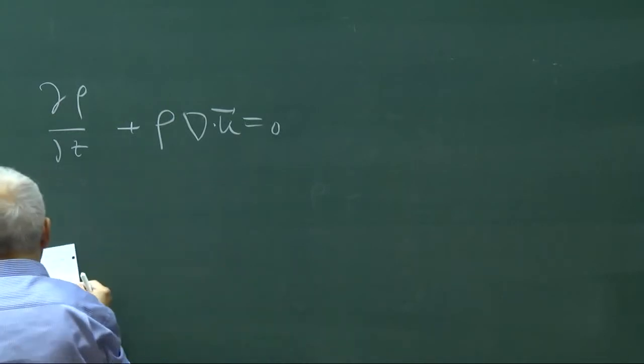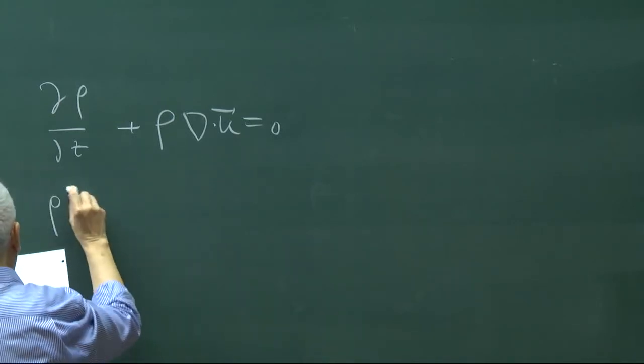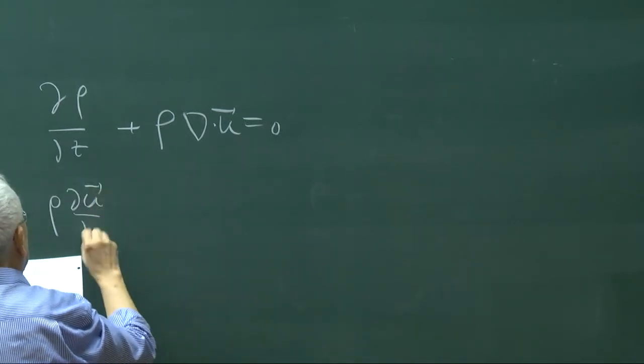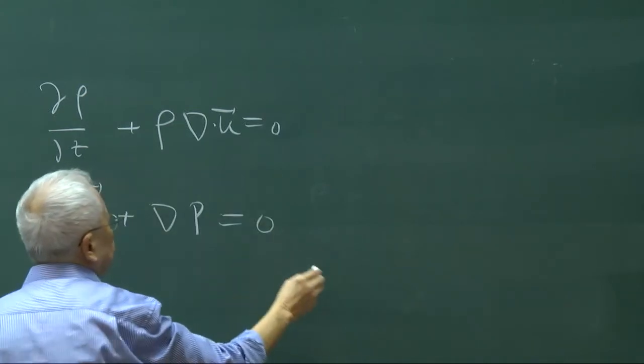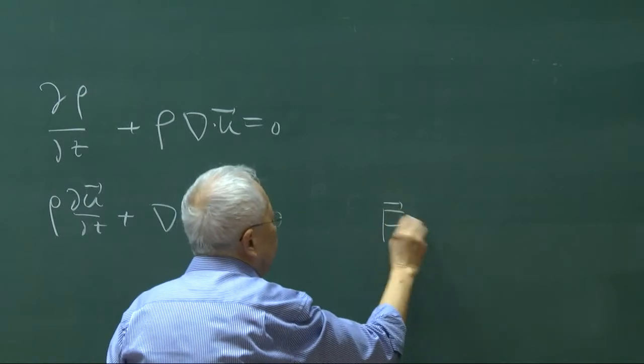And then you have the Euler equation, du dt plus gradient of p equals 0. Suppose there is no external force. Let's consider f equals 0.